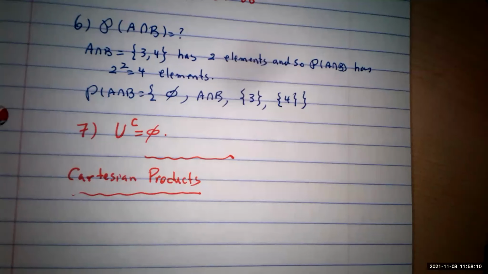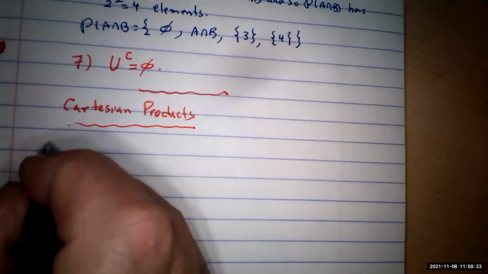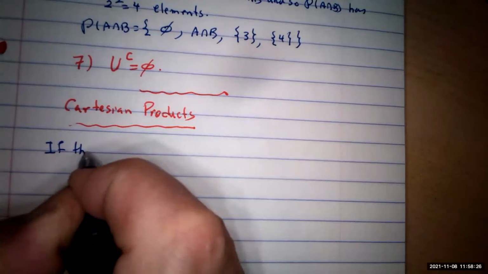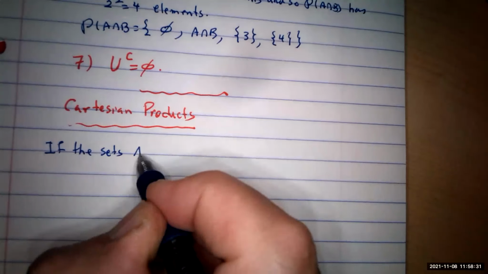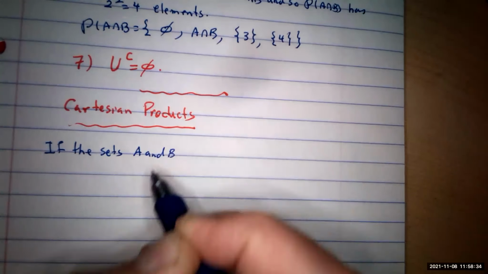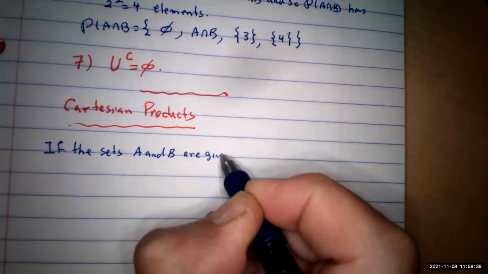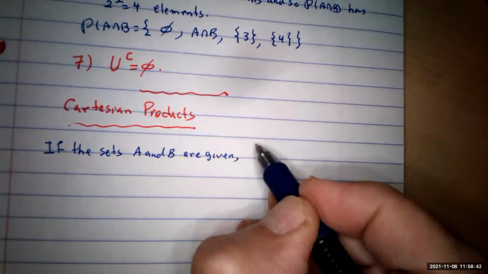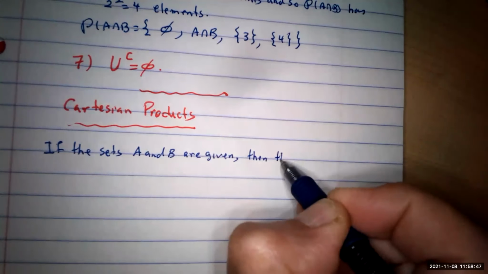Okay, so let's see how we are going to use it here. We have 2 nice problems in your book, so we can check it. So let's remind you the Cartesian product again. If 2 sets are given, the collection of ordered pairs. So if the sets A and B are given, then what? The Cartesian product.